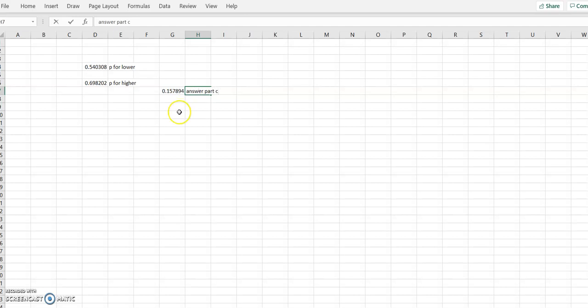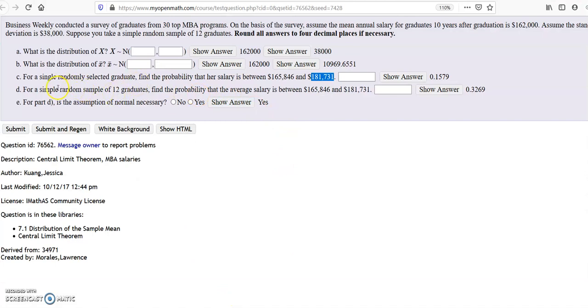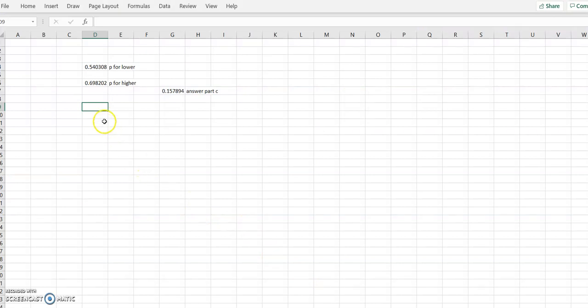Part C. Okay. Now they ask for a simple random sample of 12 graduates. Okay. Now we're grabbing the 12 graduates. All right. Find the probability between this and this. Now remember, for the sampling distribution of 12, the mean is the same. However, this is the standard deviation we're going to use for part D. And we're going to do the exact same thing as we did for part C. The only difference is we're going to use this standard deviation we calculated in part B as our standard deviation.